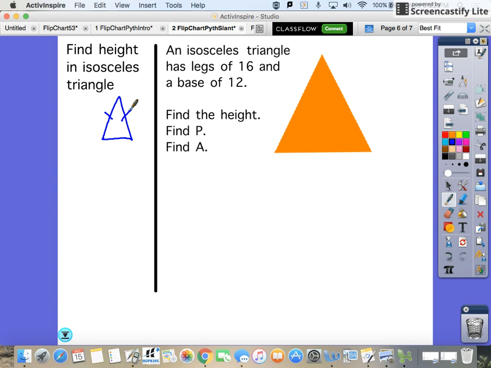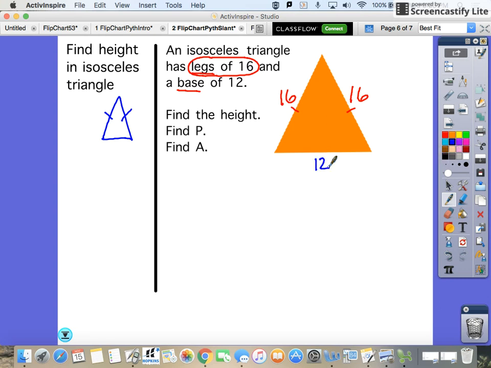Often students get confused about knowing which number is representing the two equal sides. Well, we're talking about two sides, which means it's plural. We have legs and we have base. The one here that is plural is legs. So that means the legs are the two equal sides, 16 and 16. Then it says the base is 12, so this right here is 12.